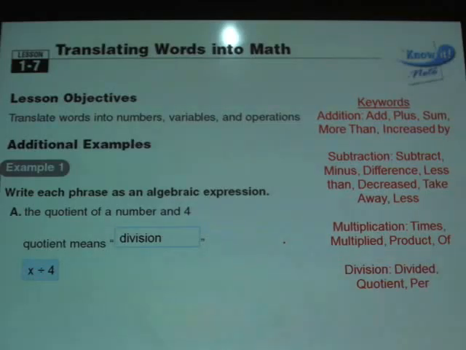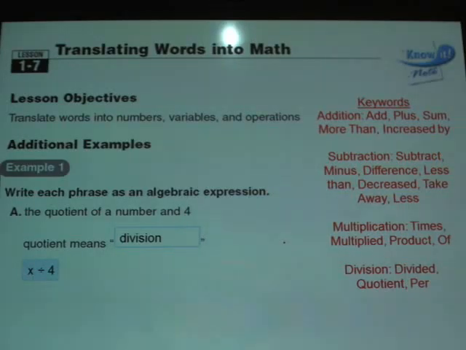And obviously there's some other words that you will see, but I think they're more obvious. For instance, if I say twice something, you know that means multiplication, and I'm multiplying by 2. So obviously we can't list every single case, but again, those should be somewhat obvious for us.